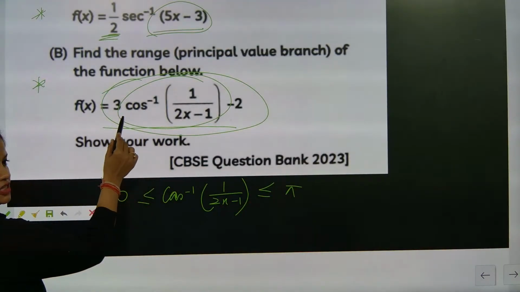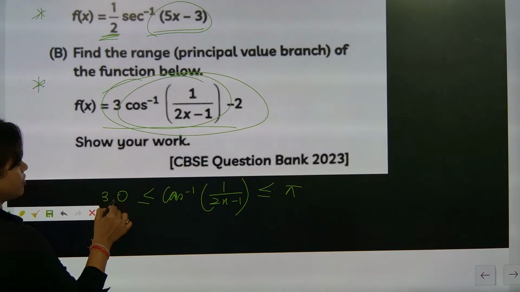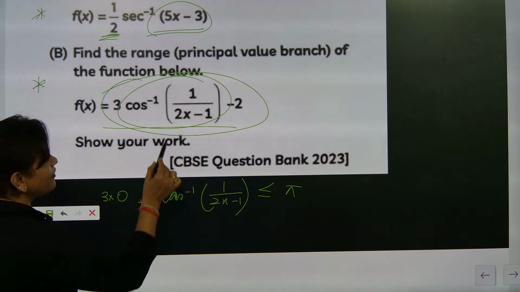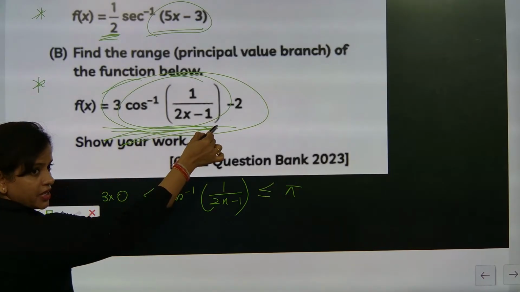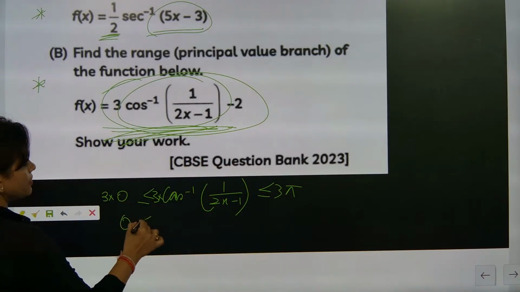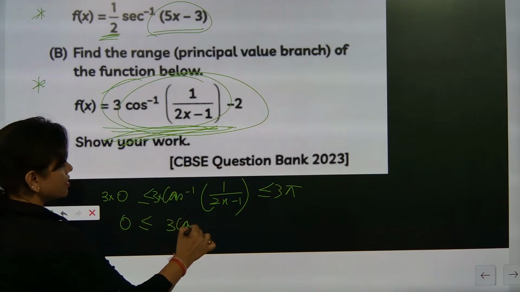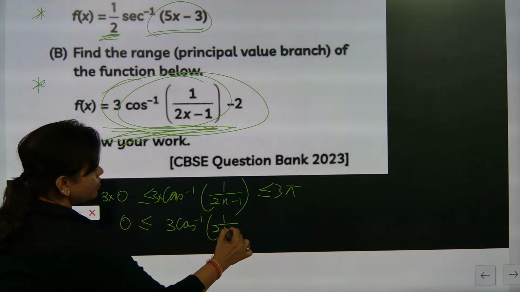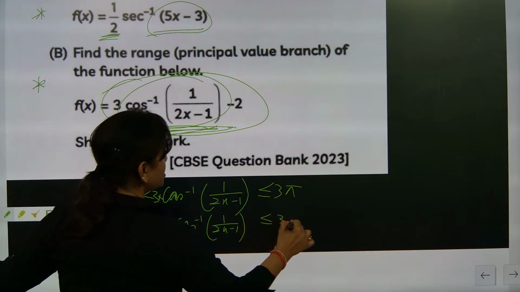Now what is there? We will multiply by 3 on all sides, because in the center we have to bring this value, 0 to pi. So in the center, this value you have to bring, 3 pi is coming. Now here it is coming 0 to 3 cos inverse of 1 by 2x minus 1 to 3 pi.